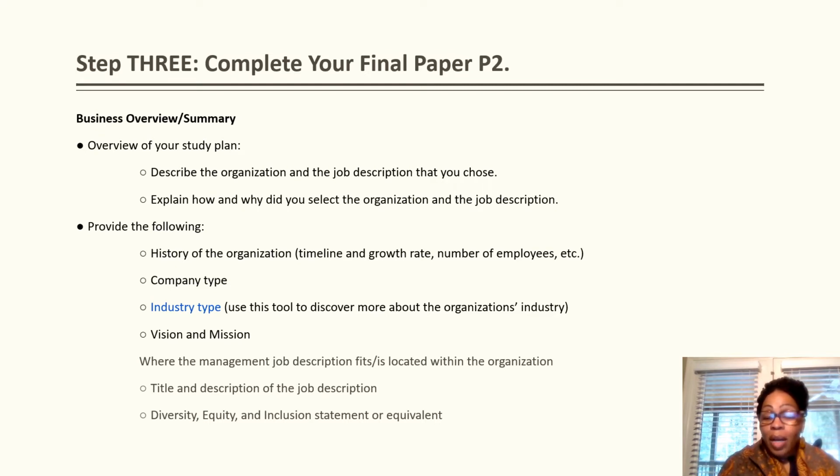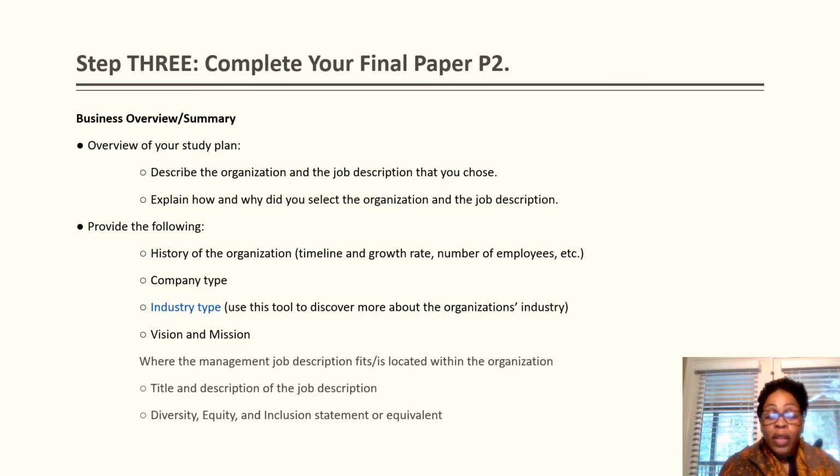You'll discuss the company type, and then within the rubric, you see this hyperlink for industry type. When you click on that link, it takes you to the Bureau of Labor Statistics, and it provides you with some additional information specific to the industry. I completely expect to see some information from this source within the paper as it relates to the industry, and for it to be cited, and cited properly.